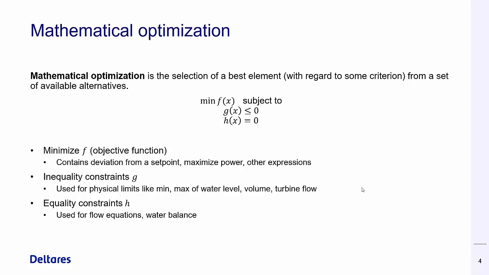but also a maximum capacity, and this can also address generation, for example, power generation. And then the most tricky part are the equality constraints, H here. These are usually the flow equations, for example a water balance. The water balance is an essential part in many water-related modeling, and this also applies for reservoir operations.